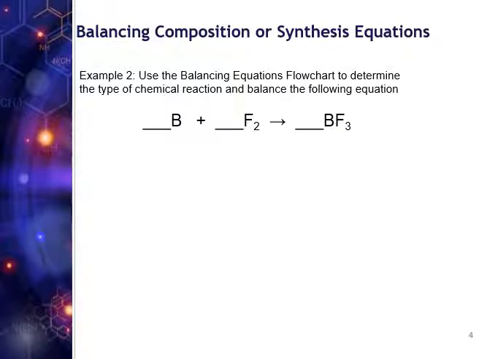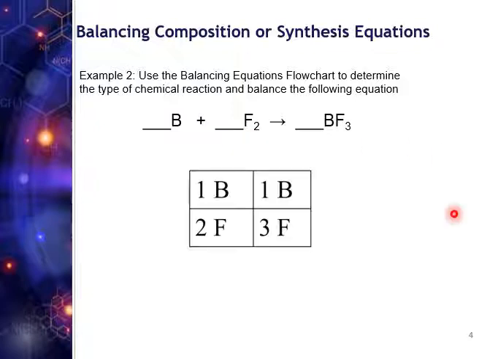Example 2. Use the balancing equations flowchart to determine the type of chemical reaction and to balance the following equation. We know this is a composition, or what we call a synthesis equation, because we do not have a plus sign on the right side of the equation. Fluorine is also a diatomic molecule when it's by itself and has a subscript 2. I have 1 boron and 2 fluorine on the left, 1 boron, 3 fluorine on the right.